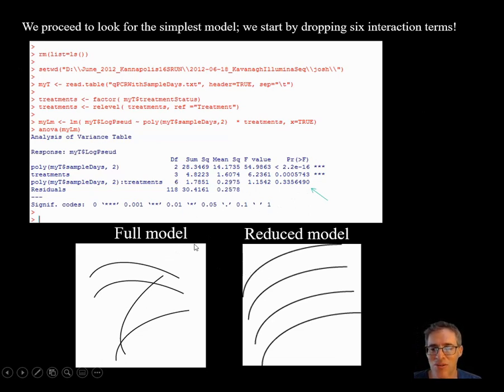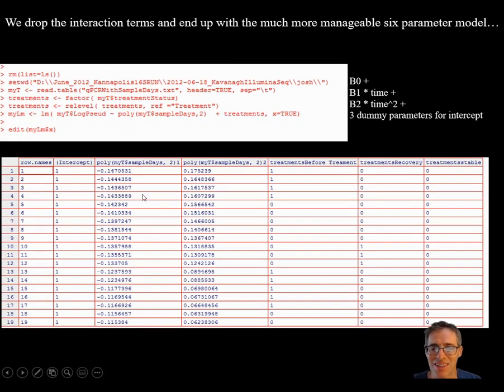So these 6 degrees of freedom between the full model and the reduced model don't make a statistically significant amount of difference in the data. So we can go with our 6-parameter model instead of the 12-parameter model. Our 6-parameter model looks like this, much simpler than our 12-parameter model.